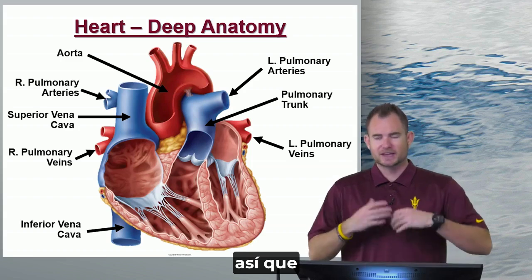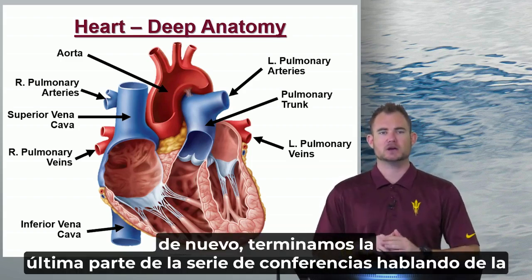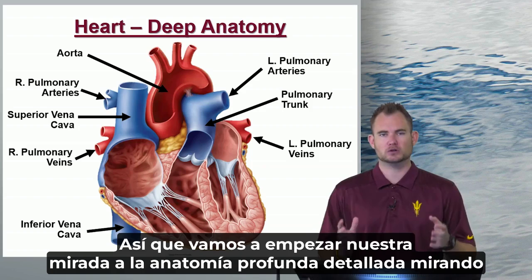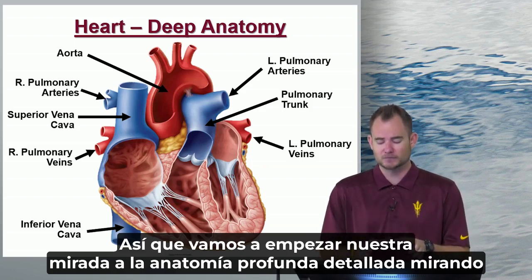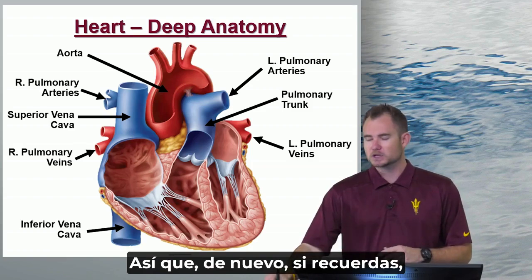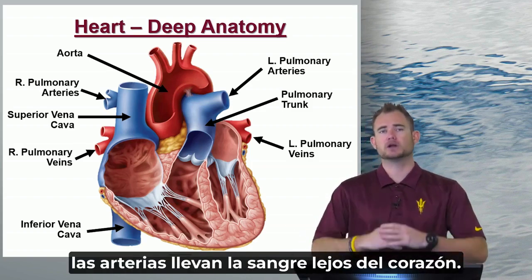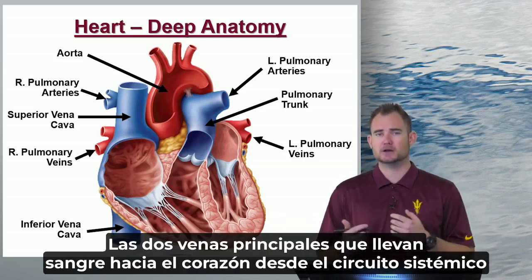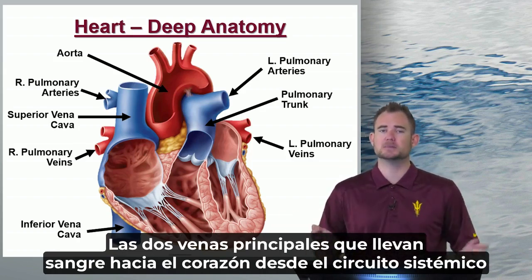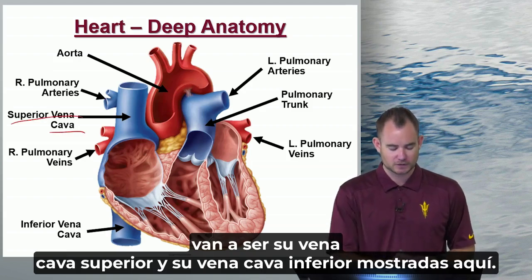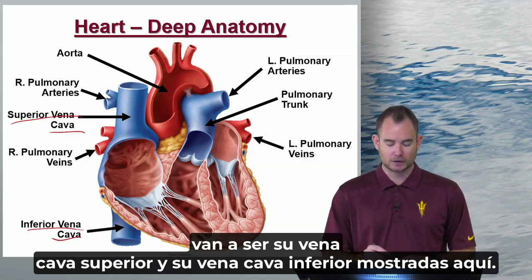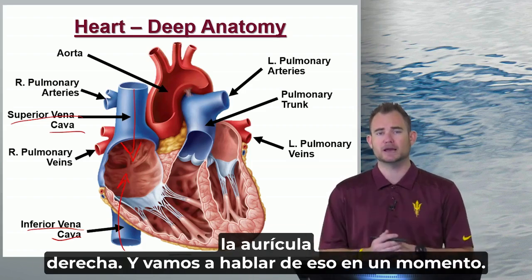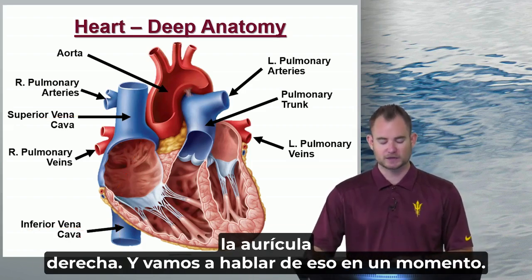Okay? So again, we ended the last part of the lecture series by talking about the vasculature of the heart when we were talking about the superficial anatomy. So we're going to start our look at the detailed deep anatomy by looking at that same vasculature. If you recall, arteries carry blood away from the heart, veins carry blood towards the heart. The two main veins that carry blood towards the heart from the systemic circuit are your superior vena cava and your inferior vena cava, shown here. The superior vena cava and inferior vena cava are both going to dump into the right atrium. Okay? And we'll talk about that in just a little bit.